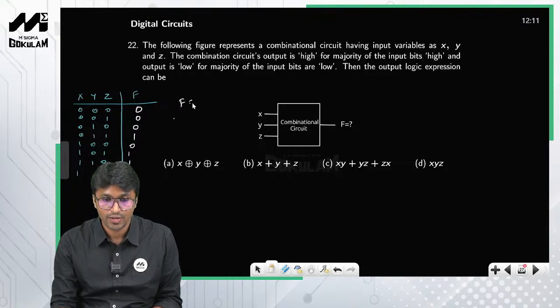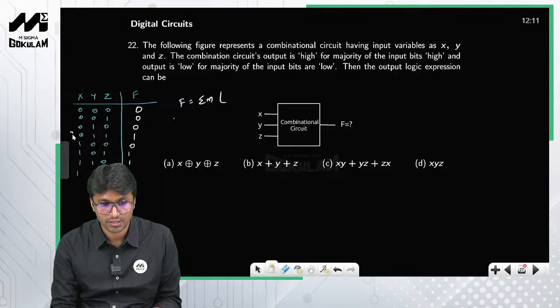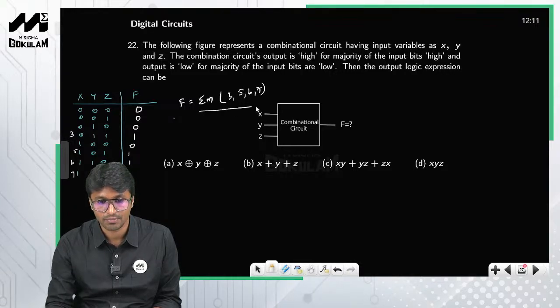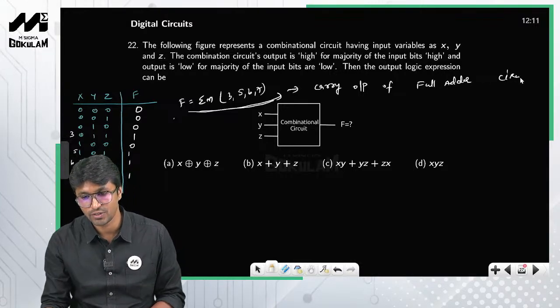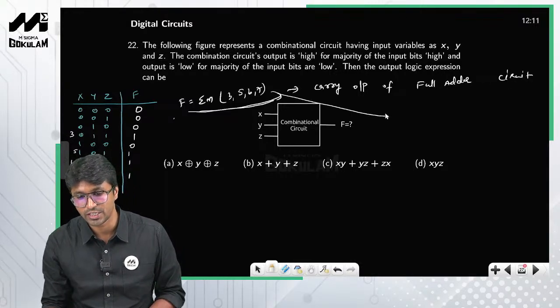So if you express F in canonical SOP form, this is 3, this is 5, this is 6, and this is 7. So this is nothing but the canonical SOP representation of the carry output of a full adder circuit, which we have already simplified.